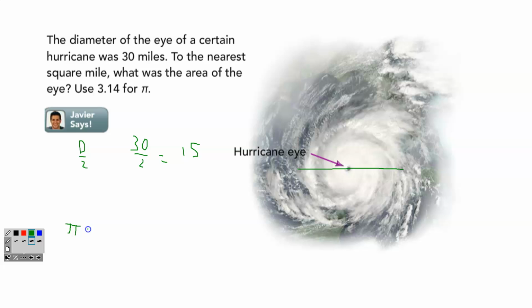So now we're going to do pi times the radius squared. So we're going to do 3.14 times 15. Remember, 15 is my radius now, squared. So we're going to do 3.14 times 15 squared. And that's going to give us an answer of 706.5 miles. That's how many miles the eye of the hurricane is. So in this case, the eye would be this point right here. So this right here would be 30.